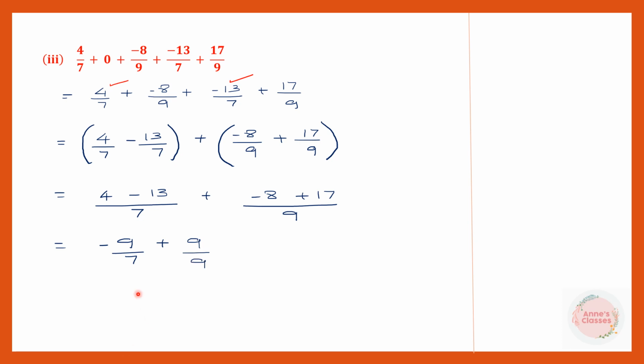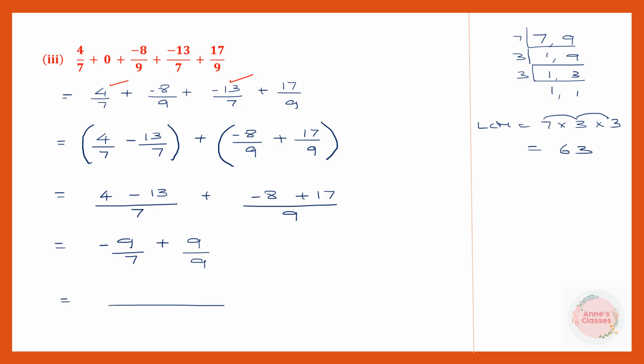Now the denominators are different, 7 and 9. We have to find the LCM of the denominators and simplify this. So the LCM of the denominators 7 and 9. So let's do that. 7, 1 and then 9. Now divide this by 3. 3 3s are 9. Again by 3, 1 and 1. So what is the LCM? LCM is 7 into 3 into 3. So 7 3s are 21. 21 into 3 is 63. So the LCM is 63.